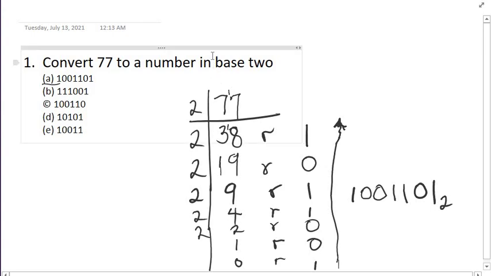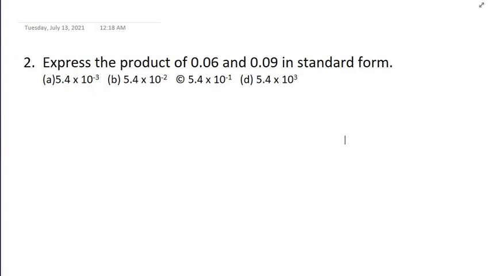Now let's look at question 2. Question 2 says express the product of 0.06 and 0.09 in standard form. So we have 0.06 times 0.09. We are supposed to express this in standard form.